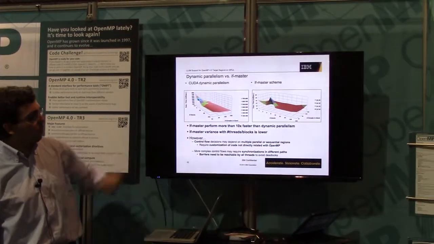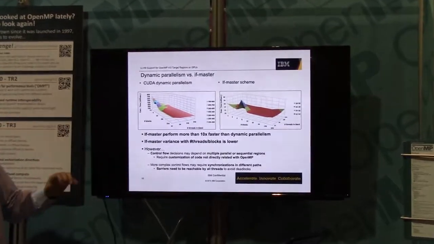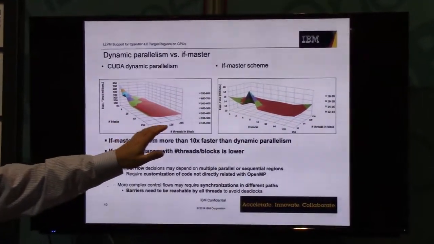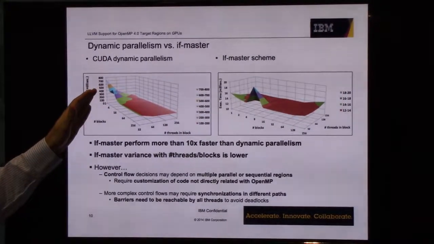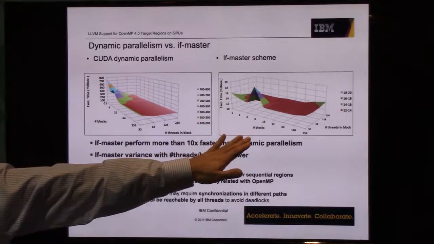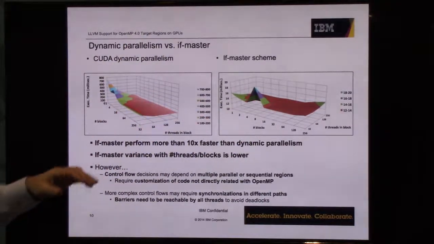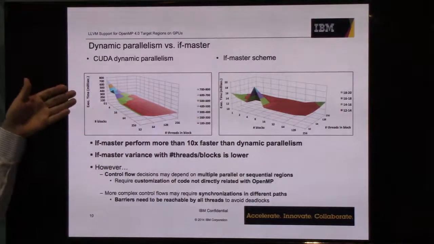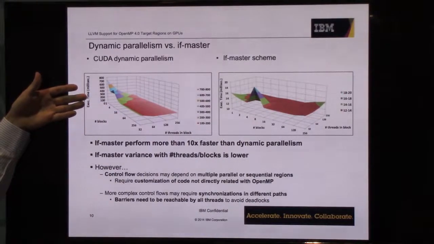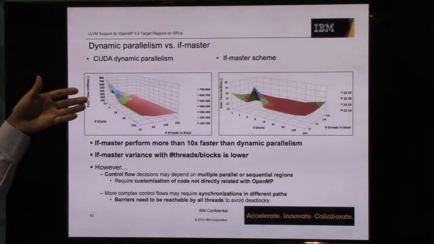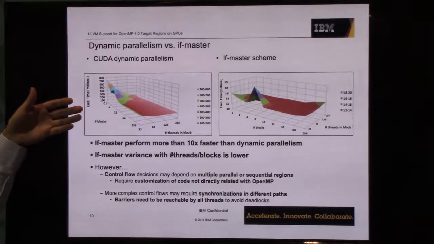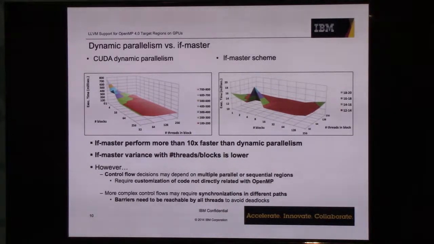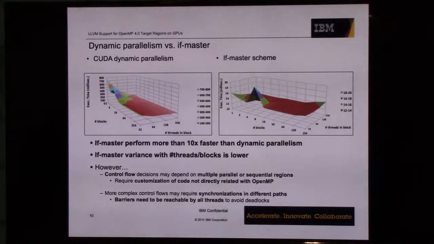You can see on your left-hand side the results for dynamic parallelism, where I'm varying the number of blocks and the number of threads, and this is the latency of the execution. The same thing for the scheme that has the if master. So this is the if master scheme, and you can see that there is almost an order of magnitude difference in execution time. Why? Because dynamic parallelism needs to interact with the driver in order to make this happen. So we motivate that, if possible, we should have the threads already in place, and instead of spawning new threads, we should try only to manage these threads.